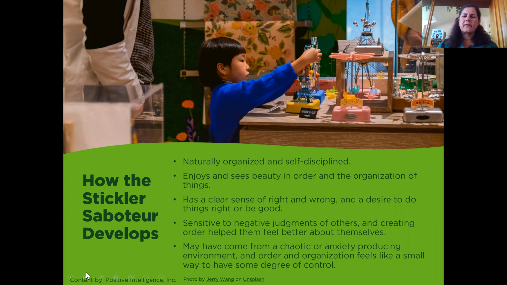These children tend to have a sense of right and wrong, which is pretty clear, and they have a strong desire to be good or do things correctly or right. Because of that, they tend to be rather sensitive to negative judgments of others. So they don't want to be told that they're doing things wrong, and that's very distressing to them. And so often they'll start developing order as a way to make themselves feel better.